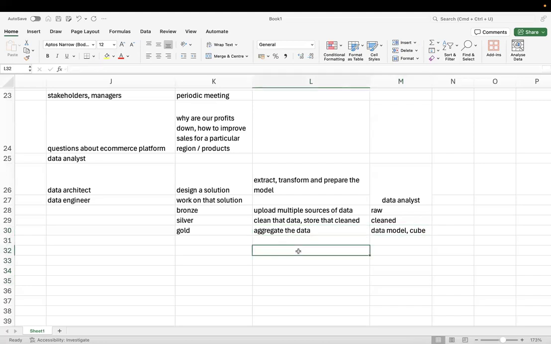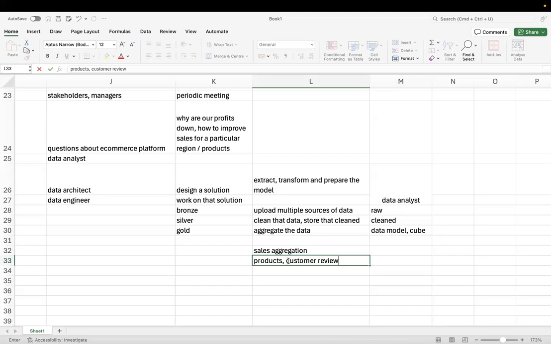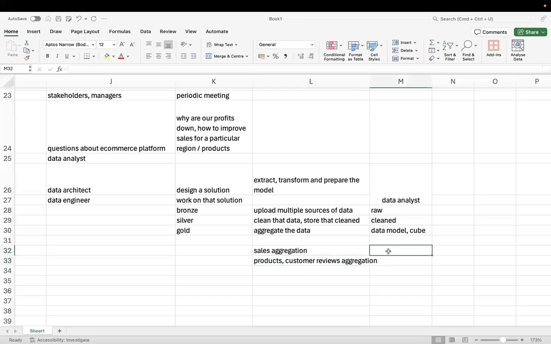Okay, so let's say we have two tables. One is sales aggregation, which is going to have everything about sales in an aggregated manner. One is products or customer reviews aggregation. This is going to have aggregated data for all of the products and customer reviews. So this can be considered a cube. This can be considered a cube. Model is going to define how you want to aggregate the data. Cube is going to store that aggregated data.